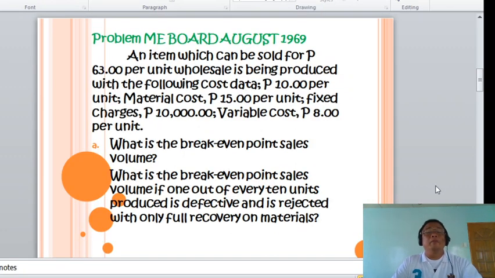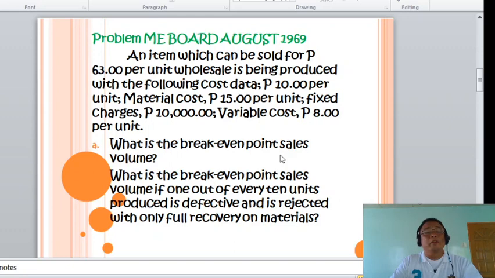This is the MA Board, August 1969. An item which can be sold for 63 pesos per unit wholesale is being produced with the following cost data. Labor is 10 pesos per unit, material cost 15 pesos, fixed charges is 10,000 pesos, variable cost is 8 pesos per unit. Now, the problem is, what is the break-even point sales volume?